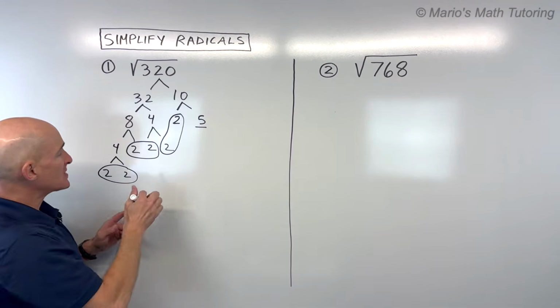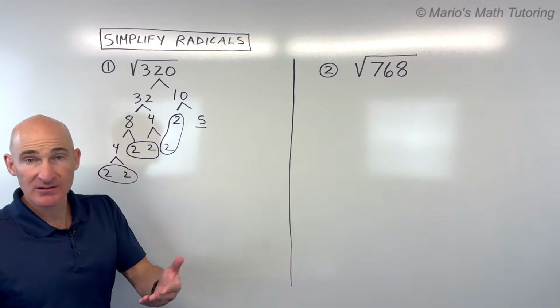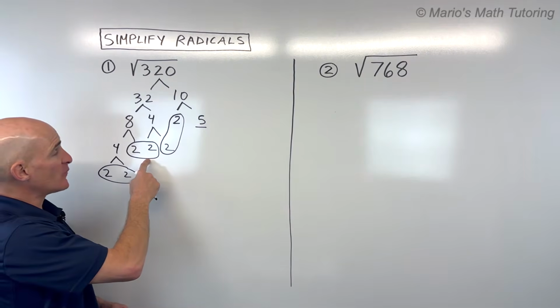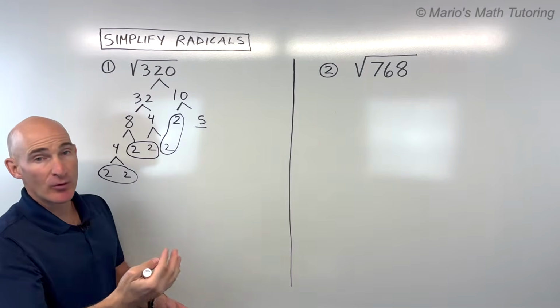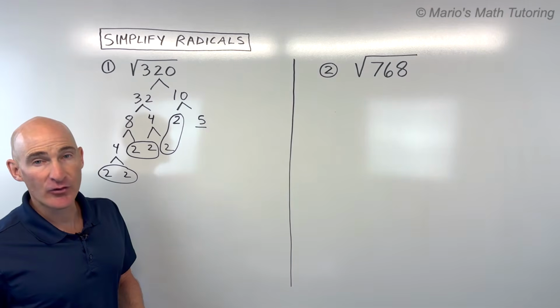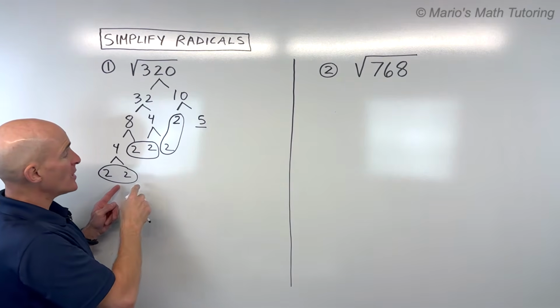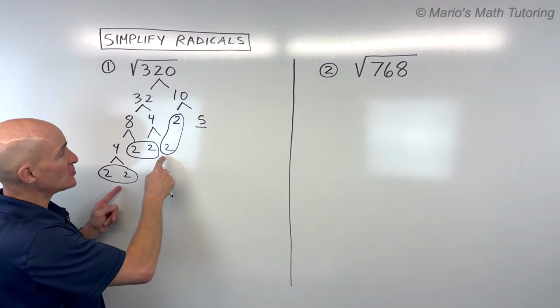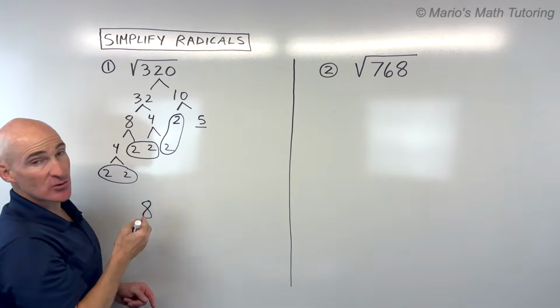So what I mean by this is when you look at 2 times 2, that's 4. The square root of 4 is 2. Same thing here. This is 4. The square root of 4 is 2. So for each group, you're going to end up with one of that group, meaning the square root of 4 is just going to be 2. This is going to be 2. This is going to be 2. So if I multiply those together, 2 times 2 times 2, that's 8. That's going to come out in front of the square root.